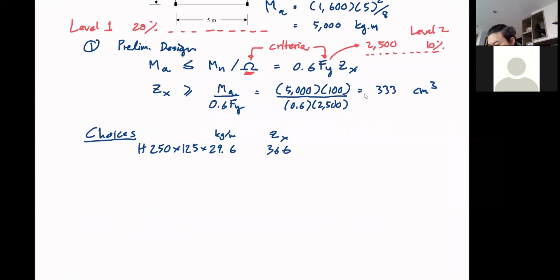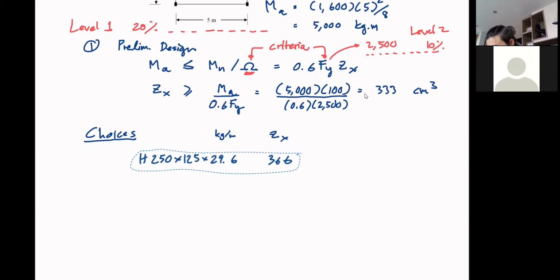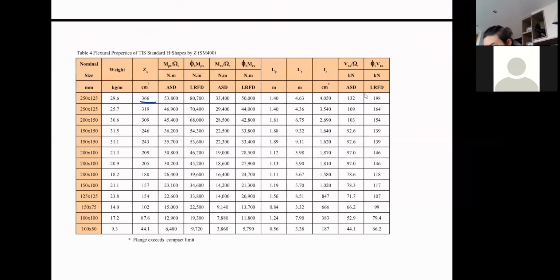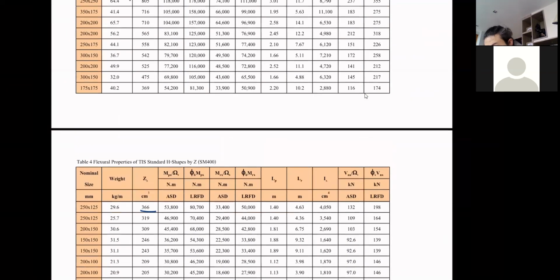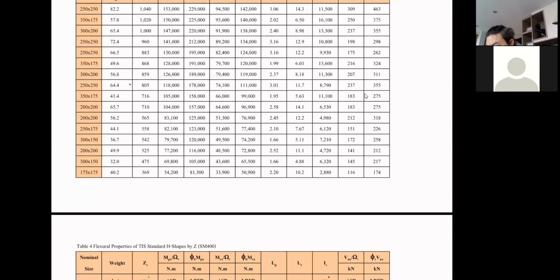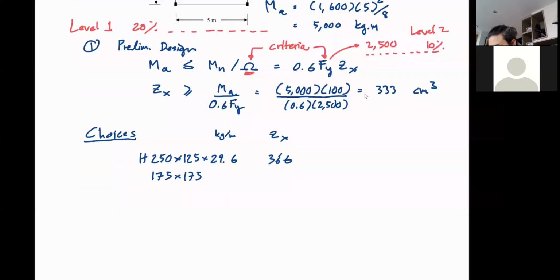Okay. It's too close. Let me try to move this a little bit. Okay, not too bad. So it's 366. And now, next one, let's compare it for the sake of comparison. Now I'm just going to put the column section in there as well. You can see next one is 175 by 175, and the ZX is 369.